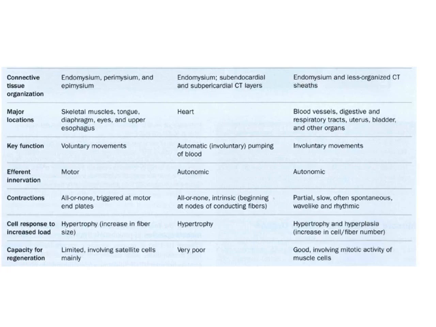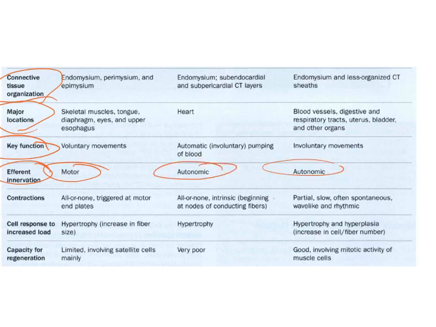And then the second part of the table tells you how the connective tissue is organized, where you can find it, the function of it, how it's innervated. So remember, motor neuron end plates, autonomic. So these are involuntary, how the contractions occur, cell response to load, and capacity for regeneration.